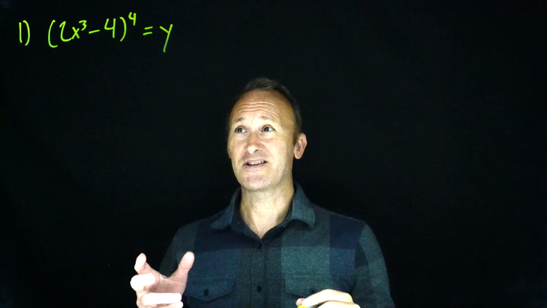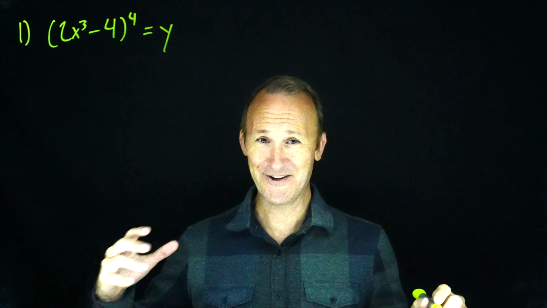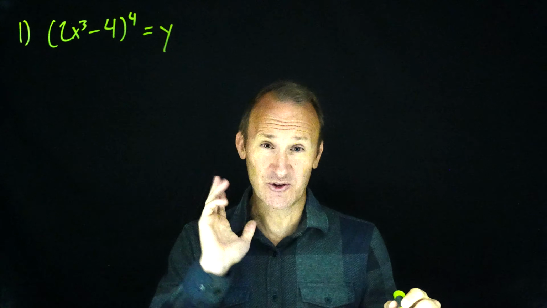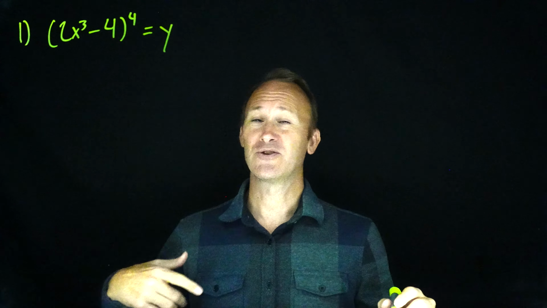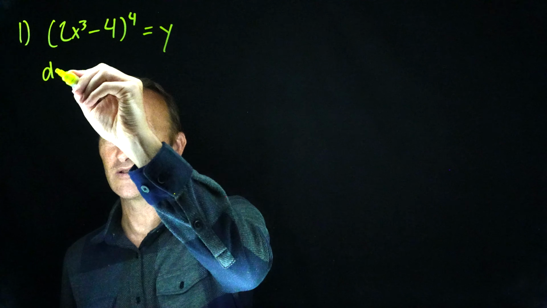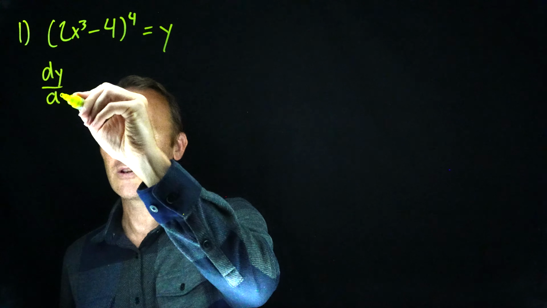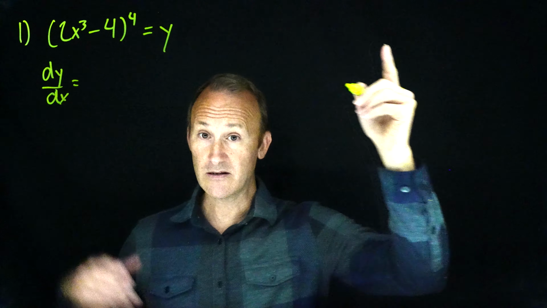Okay, so you've got a choice here, right? You could multiply this out, get some huge polynomial, and take the derivative of the individual terms, but that would be a lot of work. You can use the chain rule. I think most people would agree the chain rule is best here. So what's dy dx? We start on the outside. You always start on the outside.